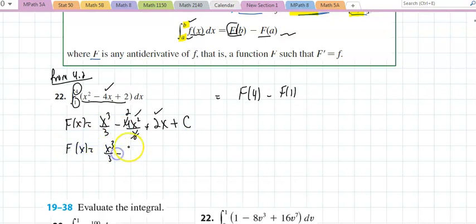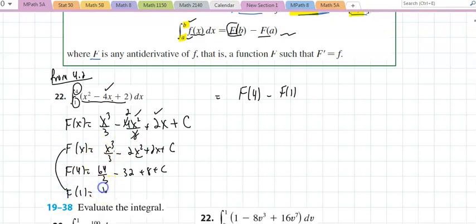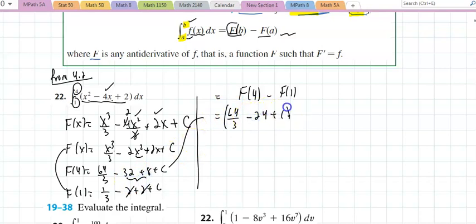This is x cubed over 3 minus 2x squared plus 2x plus c. So what is f of 4? Well, f of 4 is 4 cubed, 64 over 3, minus 4 squared, 16, times 2, 32. 2 times 4 is 8 plus c, right? And f of 1, wouldn't that be a 1/3 minus 2 plus c? Well, those cancel out. So I'm really looking at 64 over 3, and those will give you minus 24 plus c, minus f of 1 is 1/3 plus c. And do you see what's going to happen every single time? Those are going to drop off.